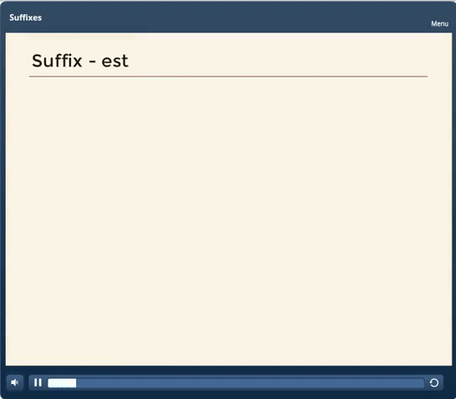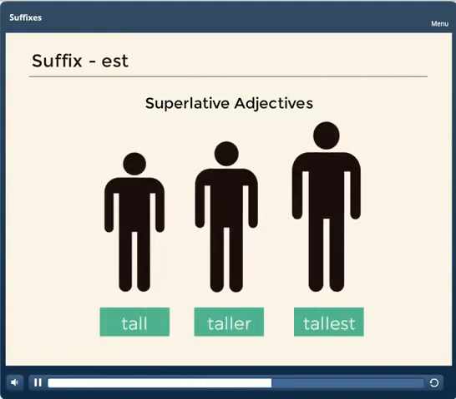The suffix est is used to form superlative adjectives. If we are comparing three or more tall objects, the word tallest can be used to talk about the object that has the greatest height.